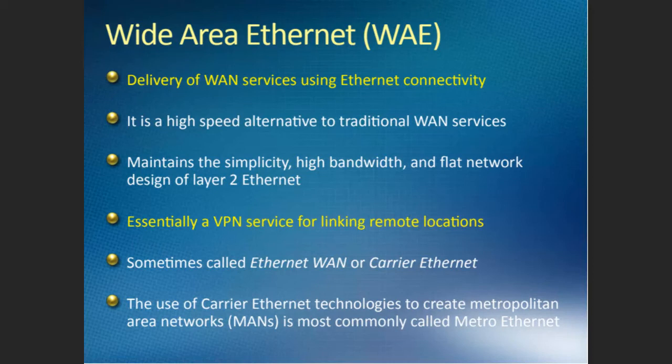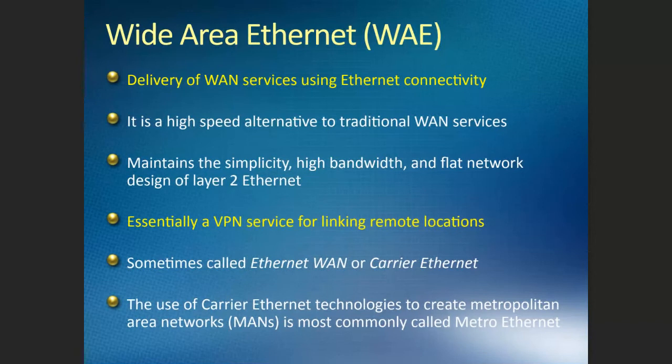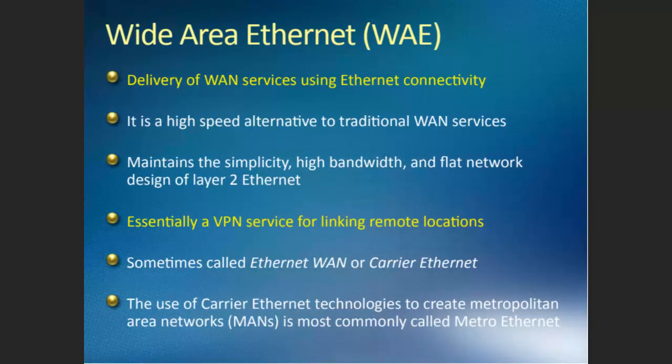Okay, another technology we talked about before, but we are revisiting it because we have some more information here: the wide area Ethernet. Here we are using Ethernet connectivity to do a WAN link. It is a high-speed alternative to traditional WAN service, but it is simpler and provides bandwidth. Why is it simpler? Because it's a flat network design based on layer 2 Ethernet, and basically this is a VPN service for linking remote locations.